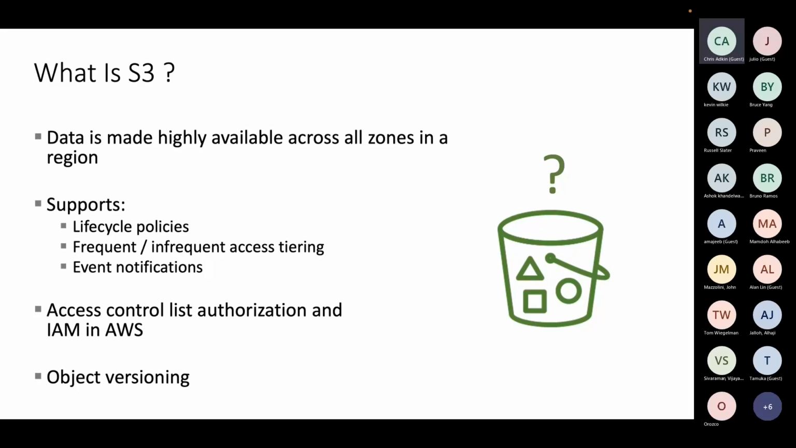By default, all your data is made highly available across all zones in the region. You can optionally make data highly available across regions, but the default is high availability across all zones in the region, which is usually 3. Okay. You have things like lifecycle policies. So what you can do is you can set policies on a bucket to age data out to different tiers, which brings you on to frequent and infrequent access tiering.